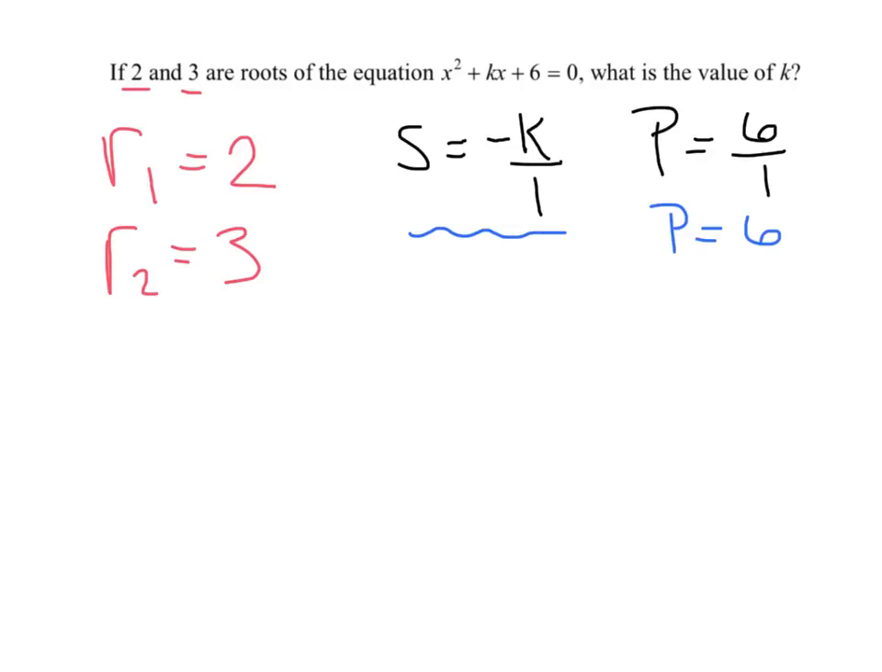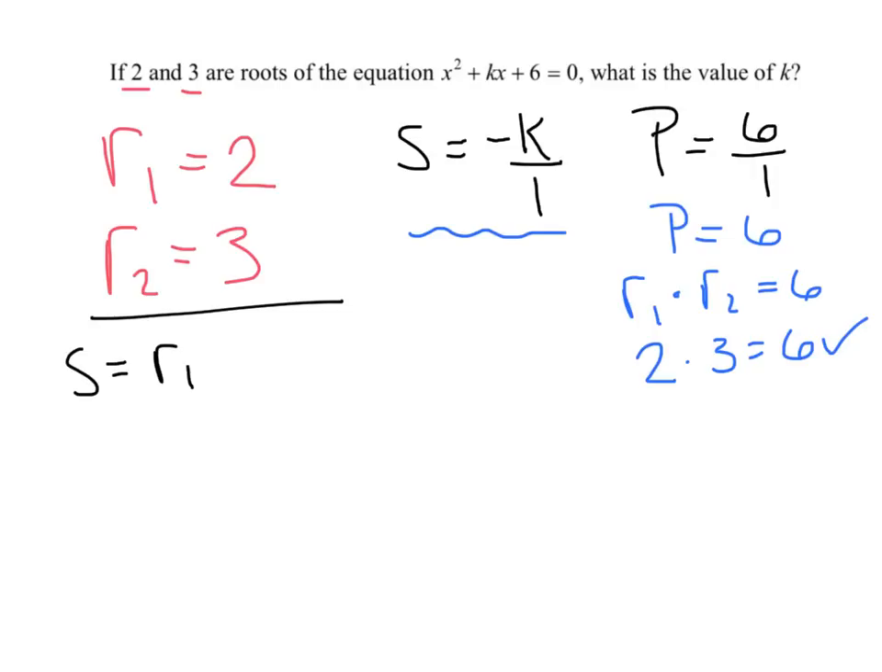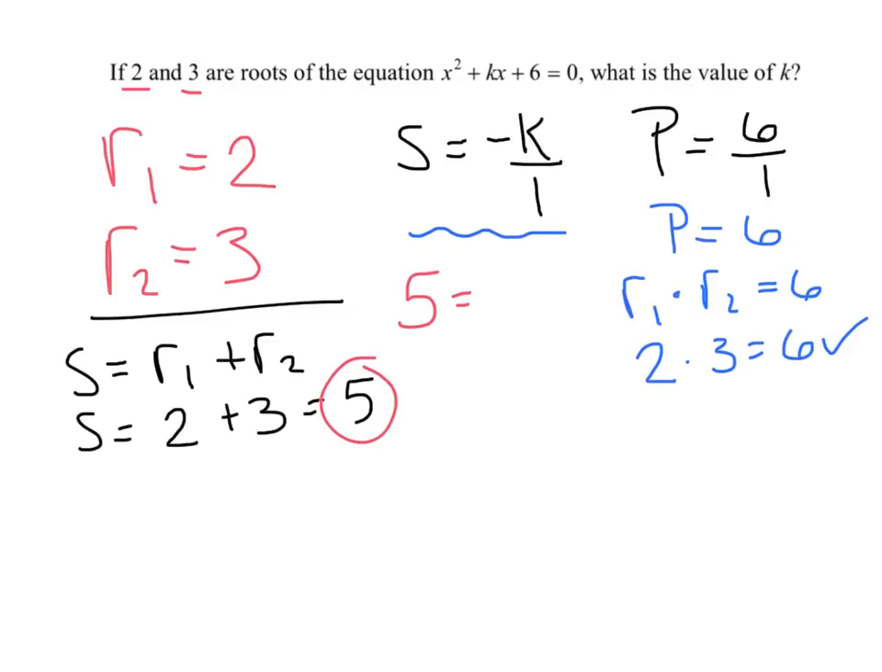Now let's verify that. That means if you take root 1 and multiply it by root 2, you better get 6. Well, 2 times 3 is 6. That is definitely true. Could you figure out the sum? Of course you can. It's that simple. Sum means add. The sum is equal to root 1 plus root 2. So 2 plus 3 is equal to 5. The sum of the roots is 5. So now you can go figure out k. 5 is now equal to negative k over 1. So k is equal to negative 5.